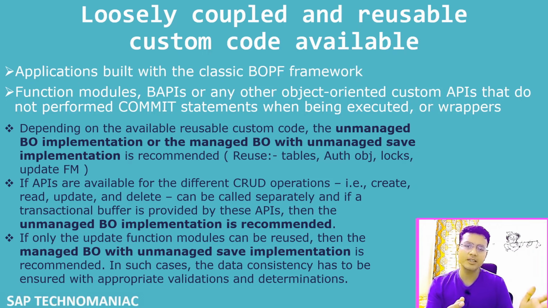You have create, read, update, delete APIs which are saving the data in the transactional buffer, and finally you have some function module which processes the saved data on the database, or some update function module which is saving the data on the database. Then you can go for the unmanaged BO implementation. That's a very important thing. So the APIs are available for the different CRUD operations, and the unmanaged BO implementation is recommended. If only the update function module is available, then you have to go for managed BO with unmanaged save.